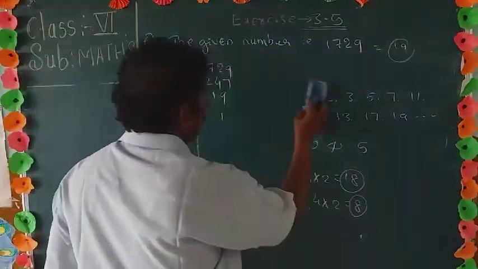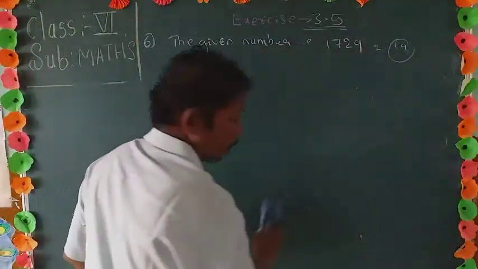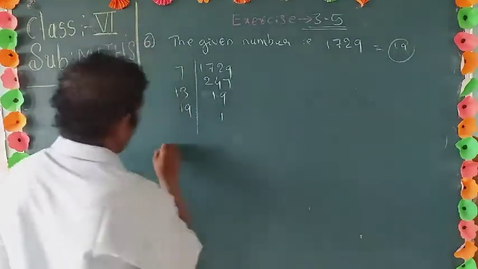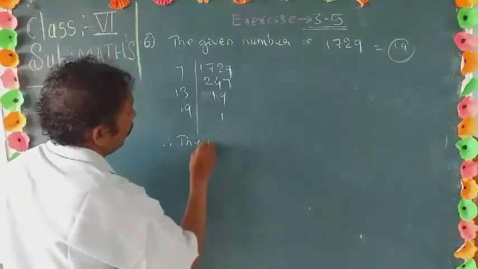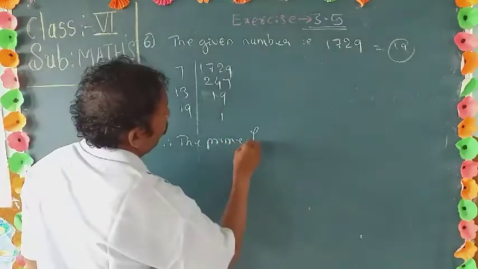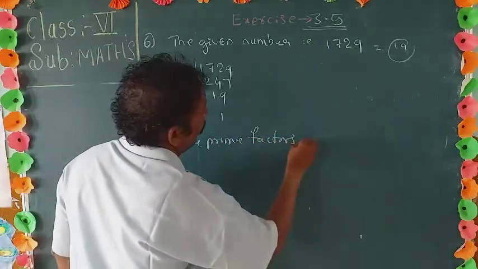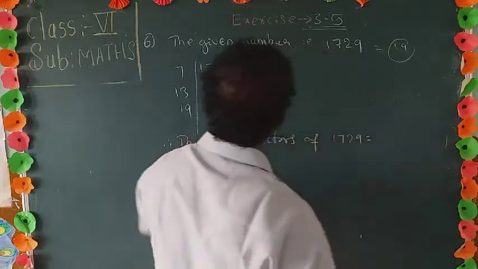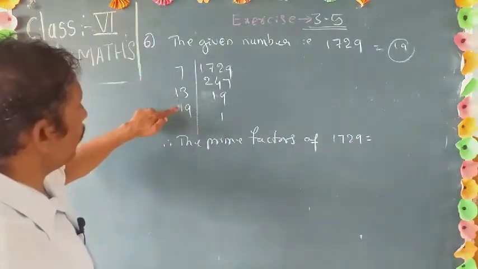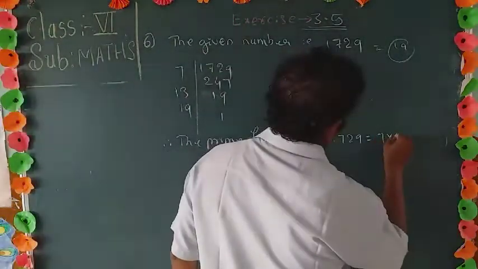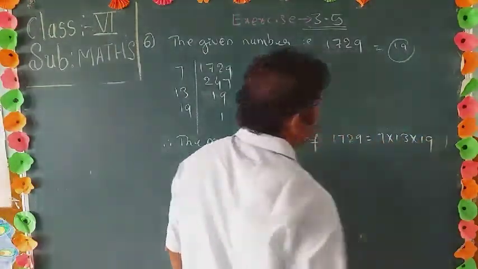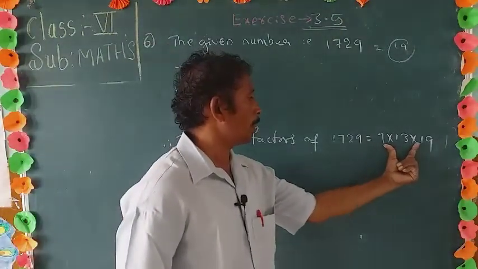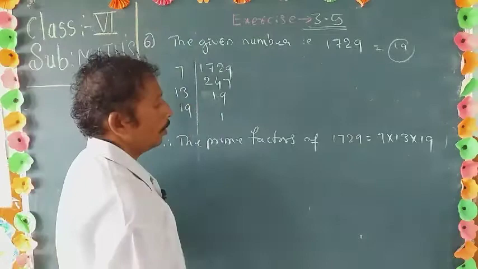Therefore, the prime factors of 1729 are 7 into 13 into 19. 7 into 13 into 19. This is the prime factorization. These are the prime factors of 1729.